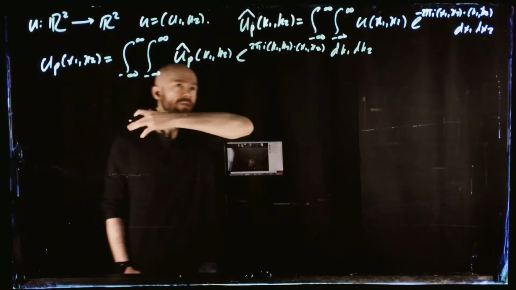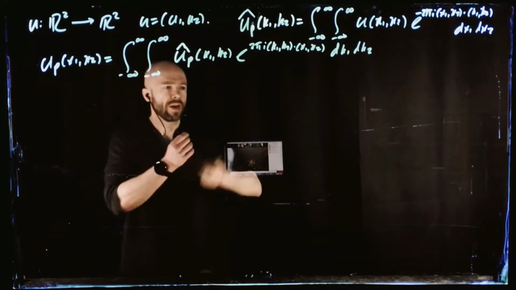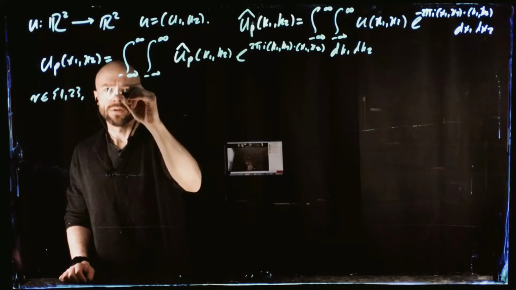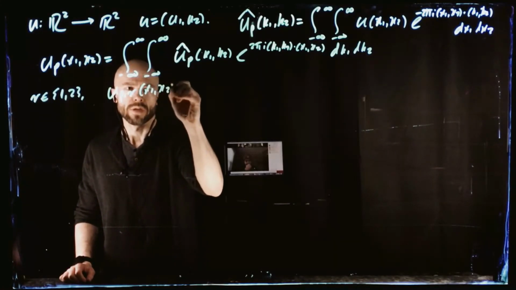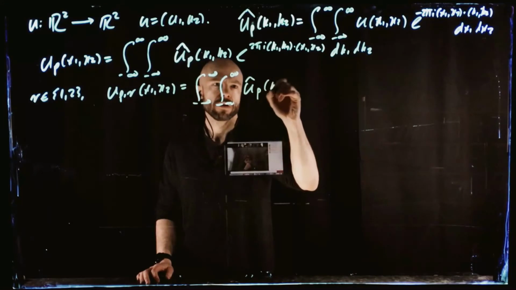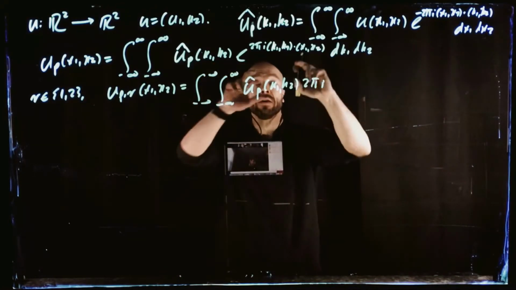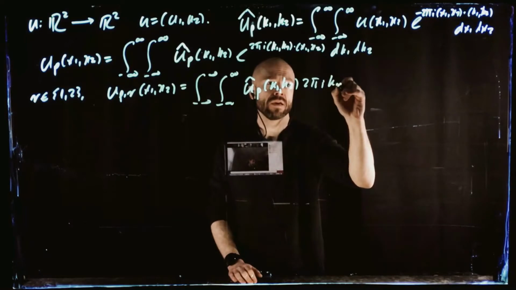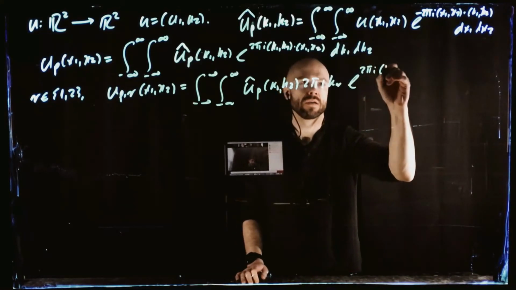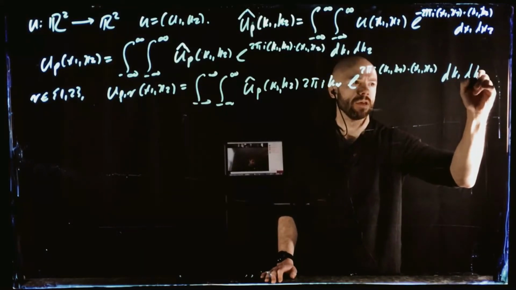And then once we have this representation, if we differentiate through with respect to, say, the r-th partial derivative, where r belongs to 1, 2, we have the partial derivative of u with respect to x_r, and inside the integral, we're differentiating with respect to the r coordinate, so we're going to pick up a 2 pi i k_r here, and then just e to the 2 pi i of the product x1, x2 with k1, k2.